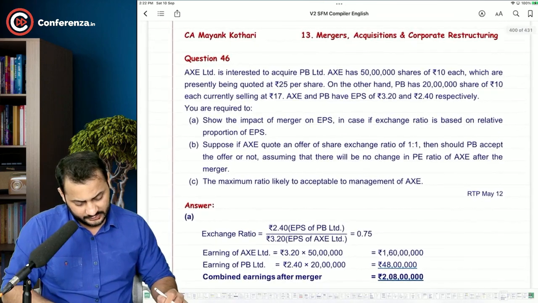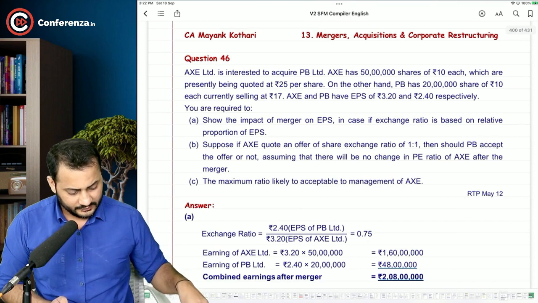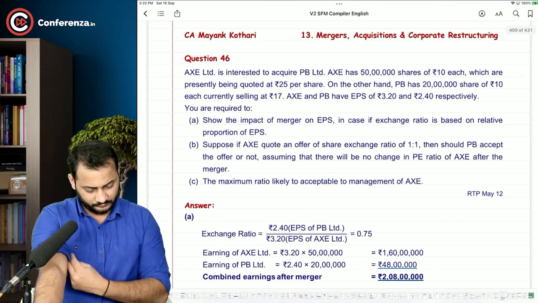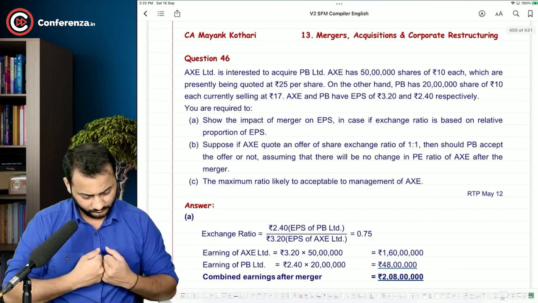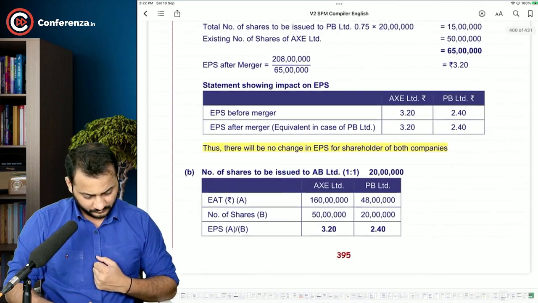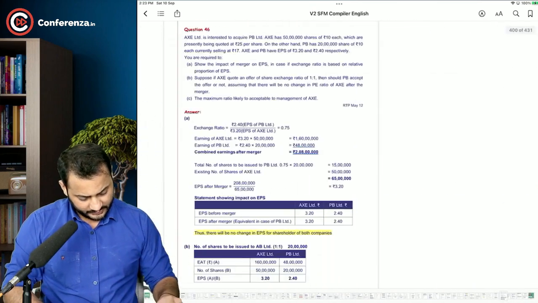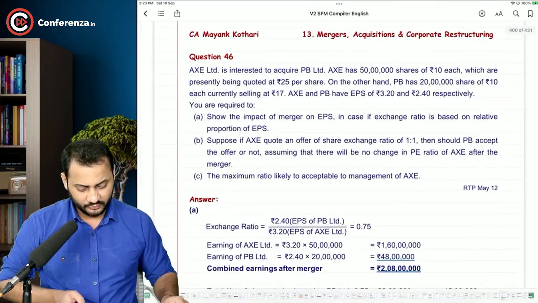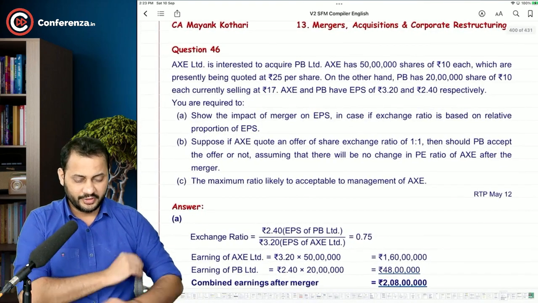Question number 46. Now this is what we are going to consider. It will be on the basis of market price. Okay, I think this is what we can discuss. Let's have a look. Question number 46.